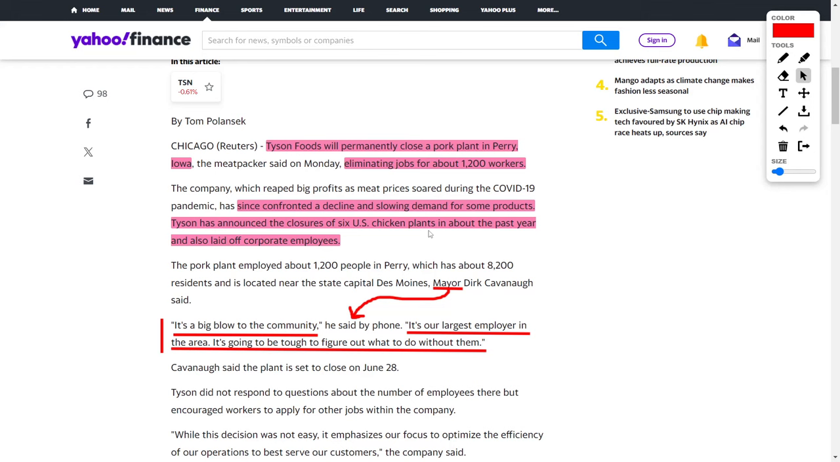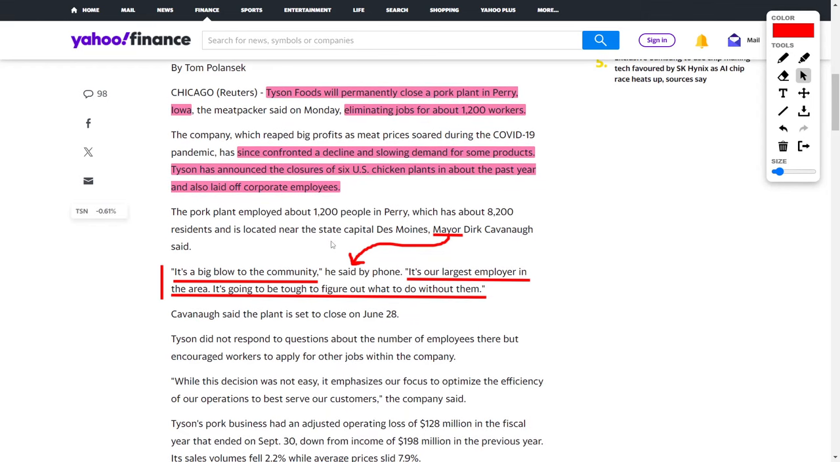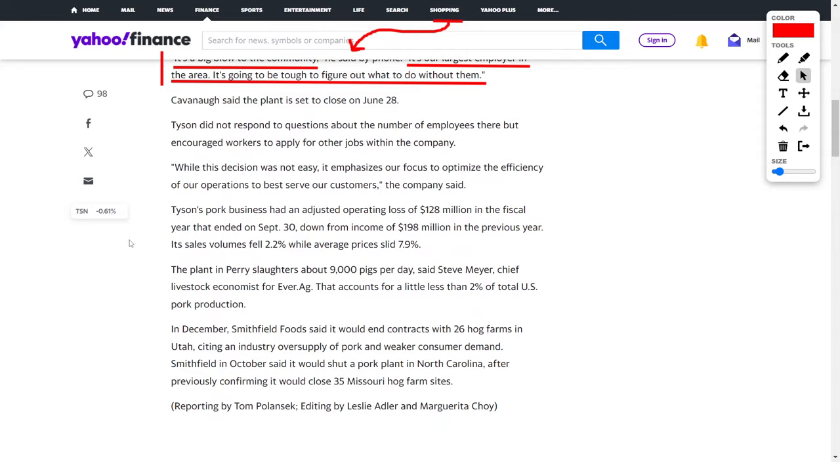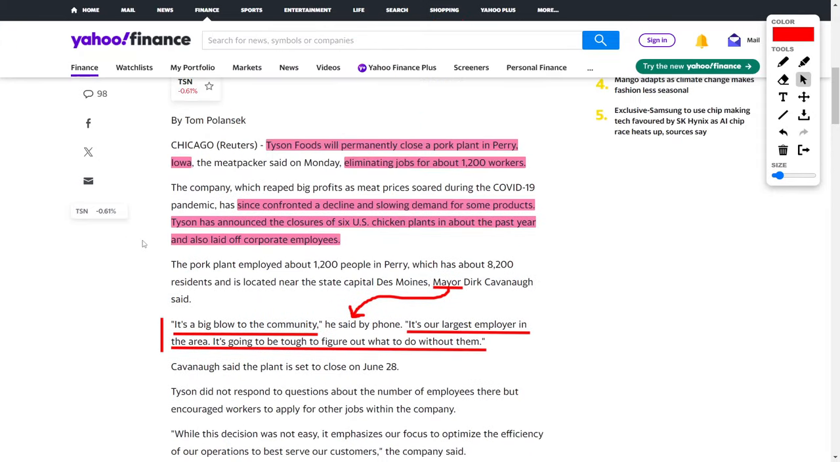However, my heart goes out to the people who are being laid off, because we have seen Tyson lay off a plethora of corporate employees and now another 1,200 employees over in Iowa. The mayor even commented by saying, "It's a big blowout to the community. It's our largest employer in the area. It's going to be tough to figure out what to do with them," end quote. So it seems that Tyson is not doing very good right now, but honestly, Tyson is going to survive. They are a massive company, and honestly, I am more concerned about the people who are being laid off, and I really hope that they can land new and better jobs.